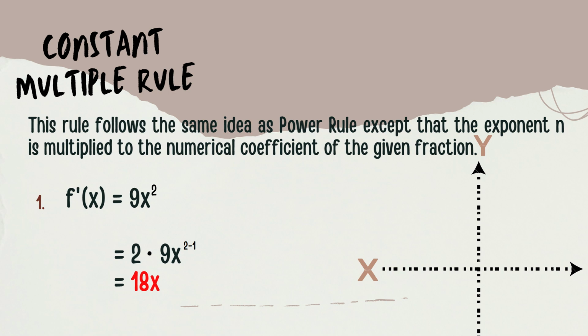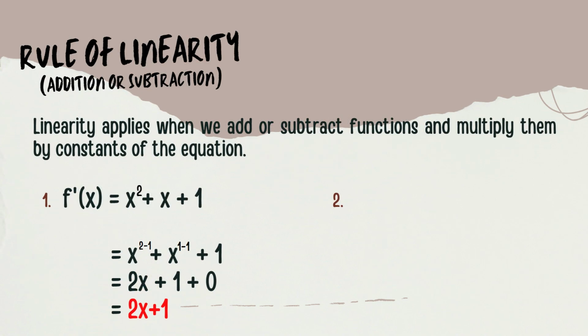The constant multiple rule says the derivative of a constant multiplied by a function is the constant multiplied by the derivative of the function. For example, f of x equals 9x squared. We bring down the 2 and subtract 1 from the exponent, and it will give us 2 times 9x equals 18x. Rule of linearity.